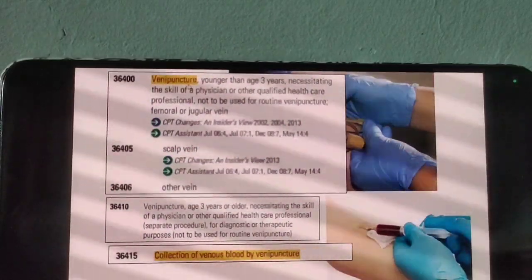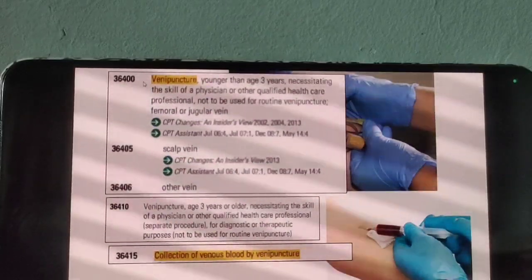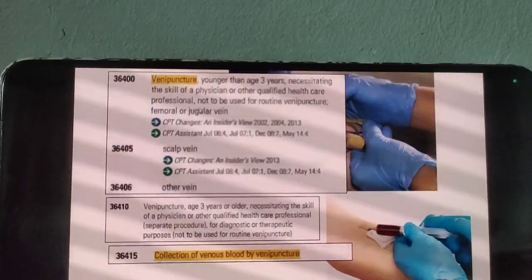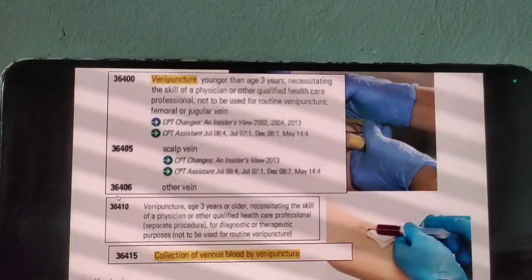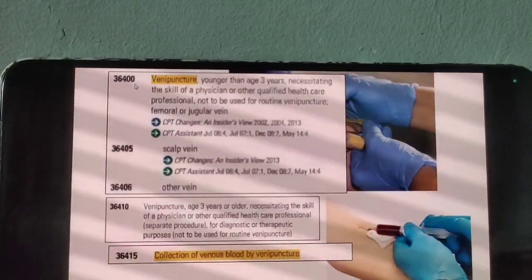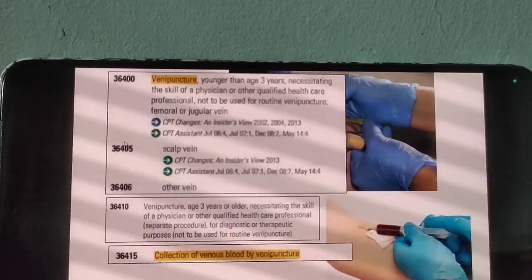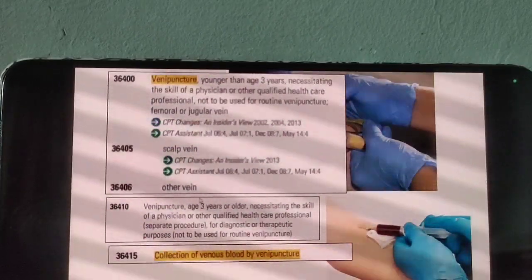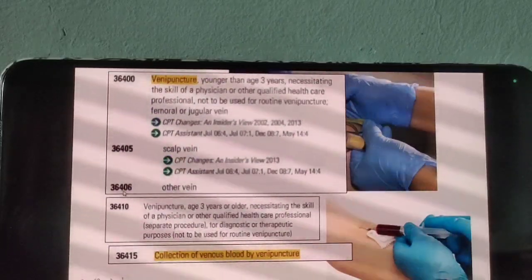Venipuncture. If a provider collects the blood sample from the femoral or jugular vein, go for 400. For scalp vein, go for 405. Then 406: apart from these veins, for any other vein from which a doctor collects the blood sample, go for 406.